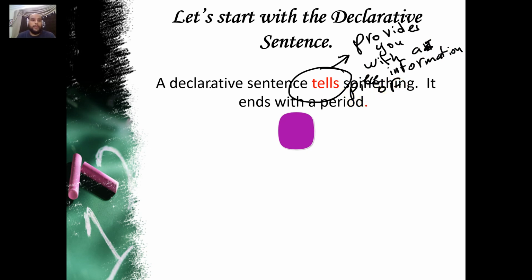So for example, when I say I am 34 years old, that's a declarative sentence. I'm declaring something. I'm announcing something. I'm telling something. I'm providing you with a piece of information about teacher. I'm not giving you an order. Okay? That's the difference between the declarative sentence and the imperative sentence.